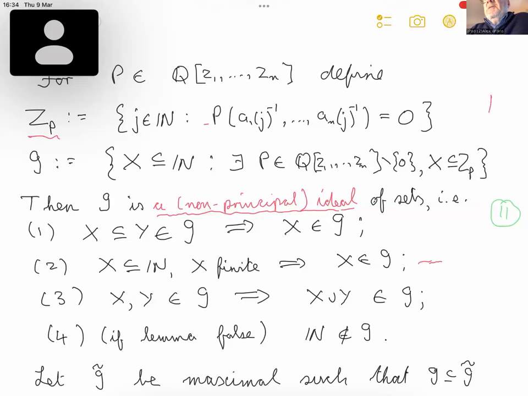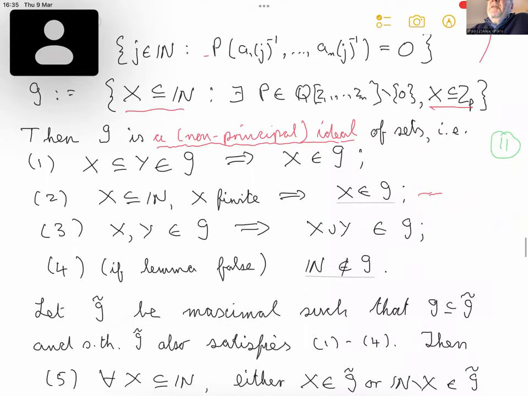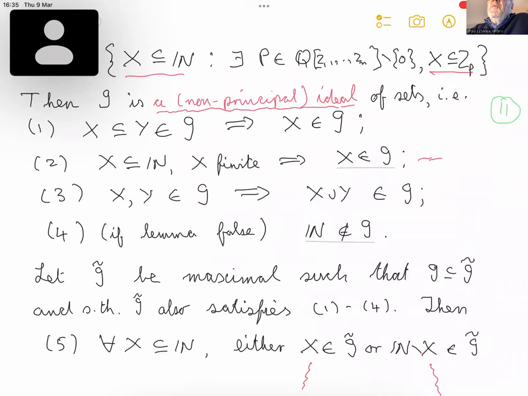Is that clear? That's just those j for which this tuple is a zero of p. And then I let I be all those subsets of natural numbers which are subsets of some Z_p. So it's the X in N such that for some p, not identically zero, X is a subset of Z_p. I'm just closing the set of Z_p's under taking subsets. Then in terms of Boolean algebra nomenclature, I is what's called a non-principal ideal of sets.